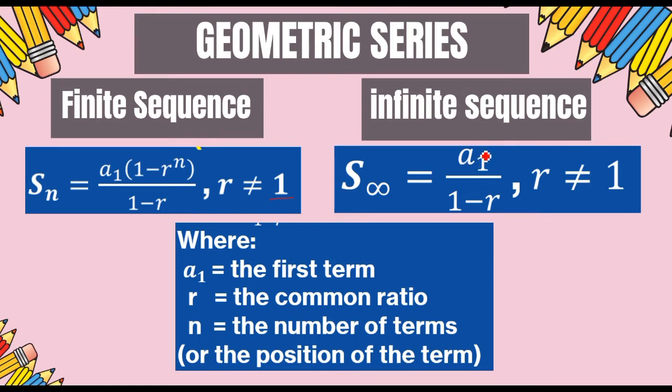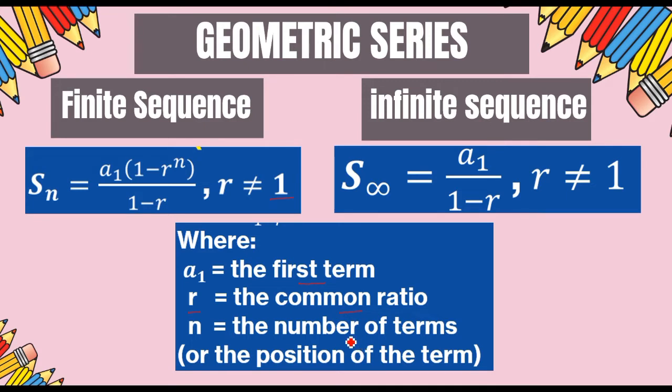Then, sa infinite po is S of infinity is equal to a sub 1 over 1 minus r. Again, ang r po natin should not equal to 1. So, yung a sub 1, alam natin, that is the first term, wherein r is our common ratio. Then, n is the number of terms or the position of the term.